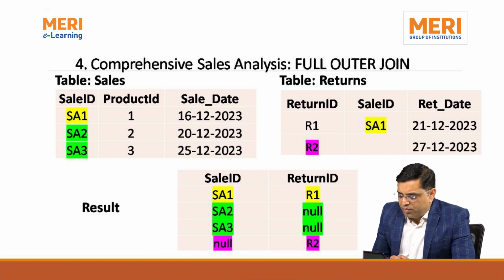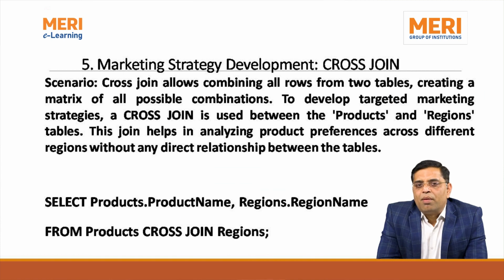It selects two columns, sale ID from the sales table and return ID from the returns table. The full outer join ensures that all records from both tables are included in the result set. Matching rows where the sale ID in the sales table matches the sale ID in the returns table. If there are unmatched sales IDs in either table, they will still appear in the result set with null values in the corresponding columns.